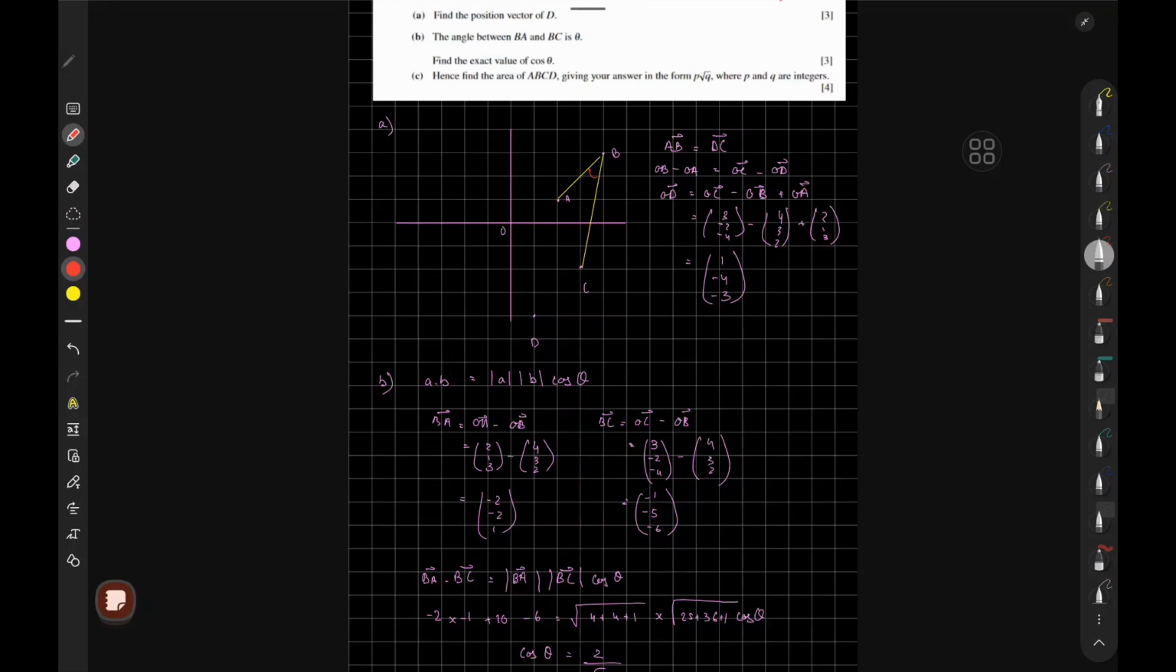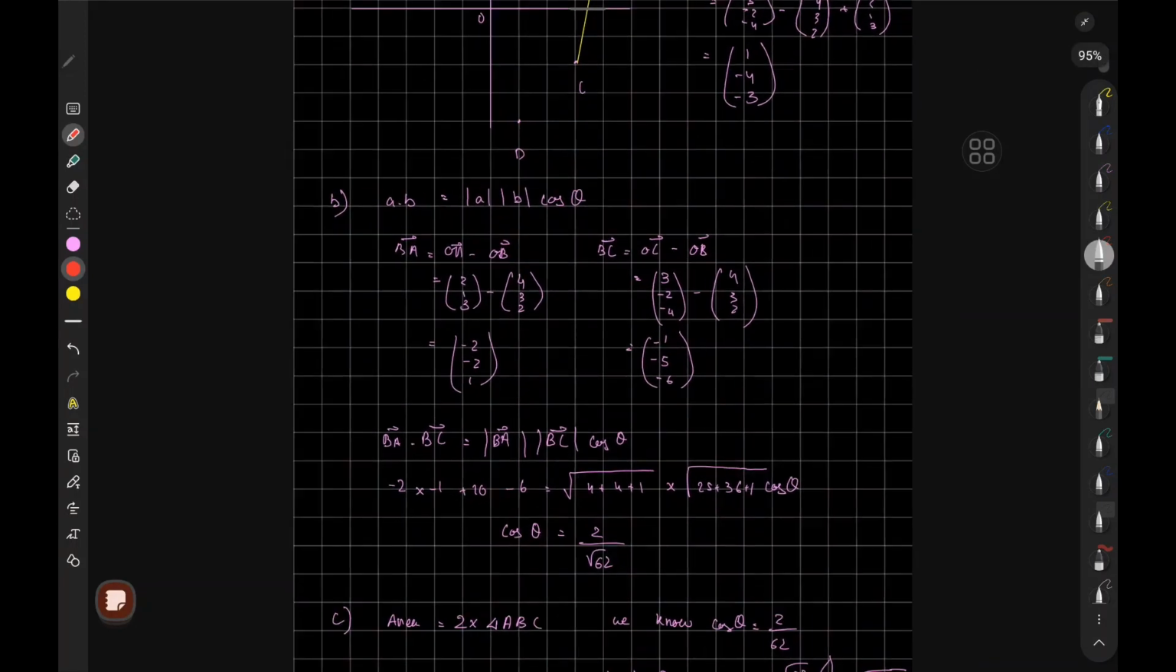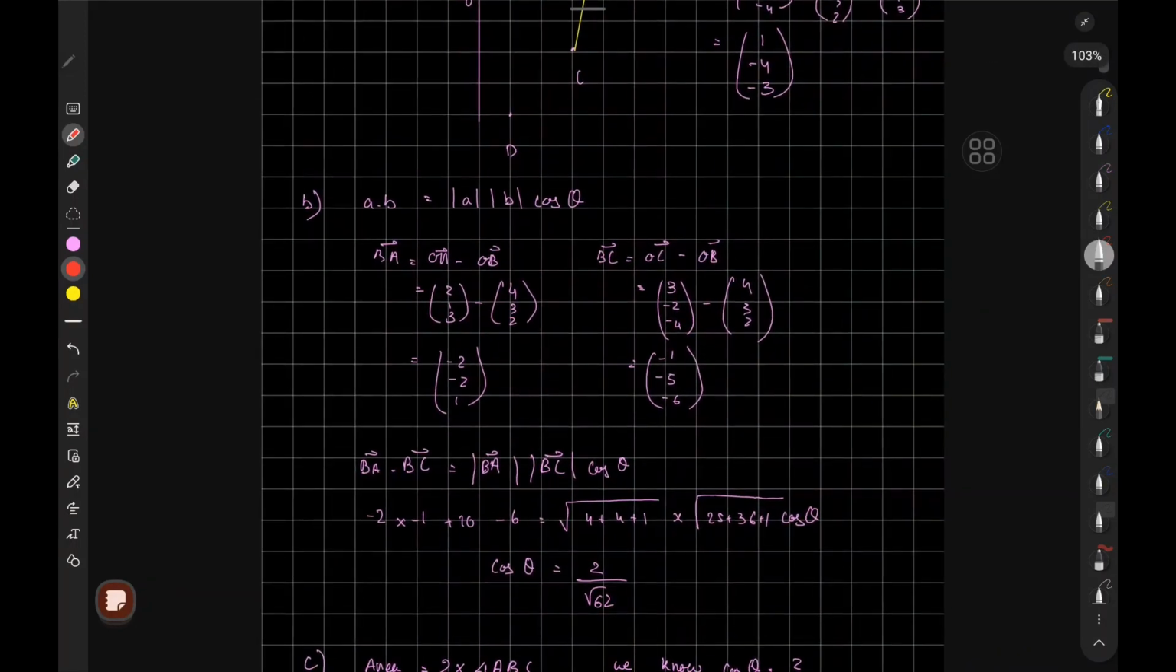you now have A and B. So plug those in and find the scalar product, which is -2 times -1, which is 2, plus -2 times -5, which is +10, plus 1 times -6, which is -6. This is going to be equal to the product of both the moduli times cos theta.